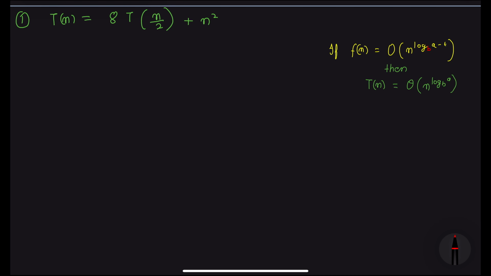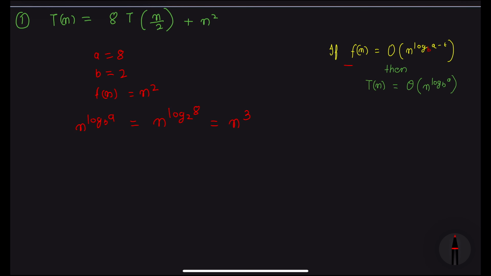Let's look at an example. So here we have T(n) = 8T(n/2) + n square. If we compare this with the recurrence relation of Master Theorem, a will be equal to 8, b will be equal to 2 and f(n) will be equal to n square. And if we take the value of n raised to the power log base b a, this will be equal to n raised to the power log base 2 of 8, which can be written as n cube.